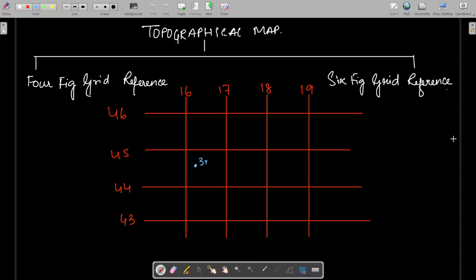Good morning, students. In the last class, we studied the four-figure grid reference. In today's class, we are going to deal with the six-figure grid reference of our topo sheet.